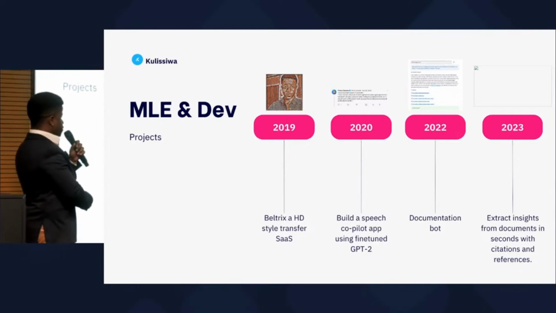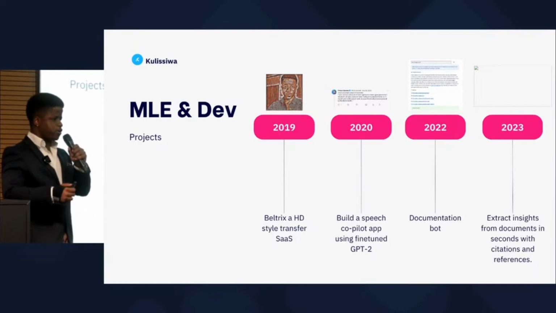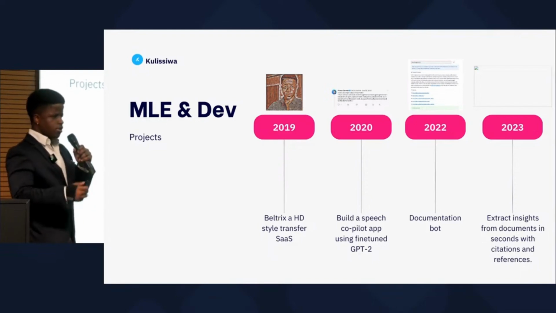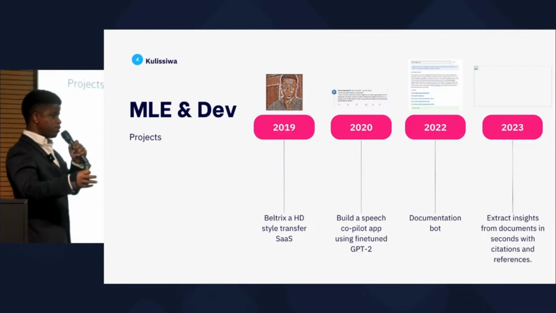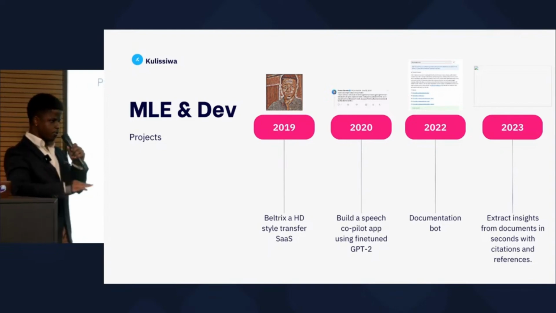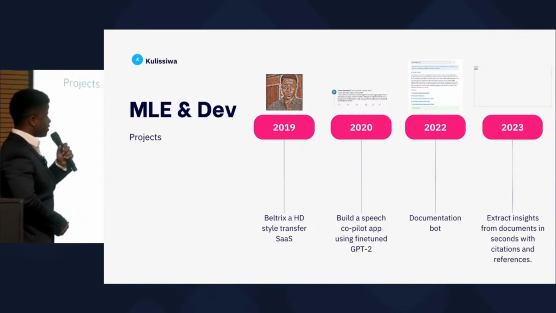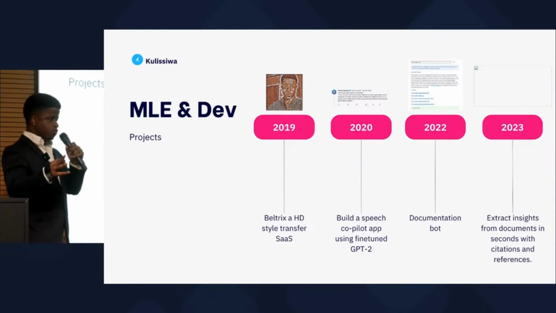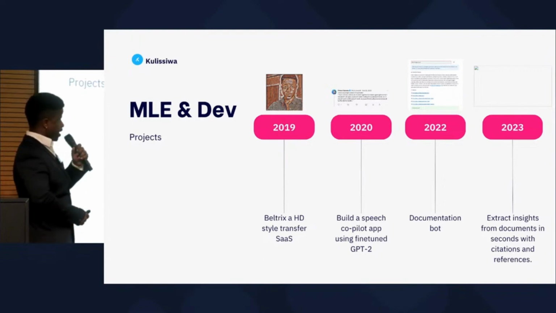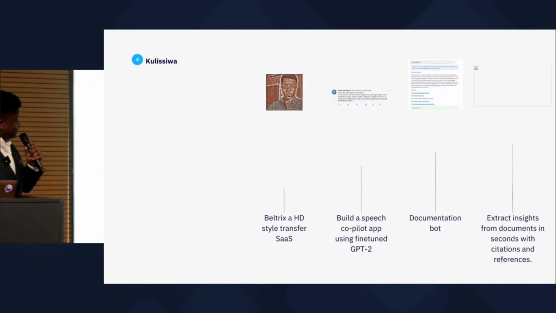And then I went on to build a speech copilot. I like to give speeches, and I was like, what if I could actually make the script using a large language model? Back then was GPT-2, so I fine-tuned it, and I deployed it to production. I fine-tuned it on the 100 best speeches of the world. There's a book with the top 100 speeches, and I kind of deployed it. That was like my first experiment with it. And then later on, whilst working at Neptune AI, I developed the documentation bot to help our support team be able to handle all of our hundreds of customers. And nowadays, I'm working on Kulissiwa. And I'll talk about Kulissiwa in a minute.